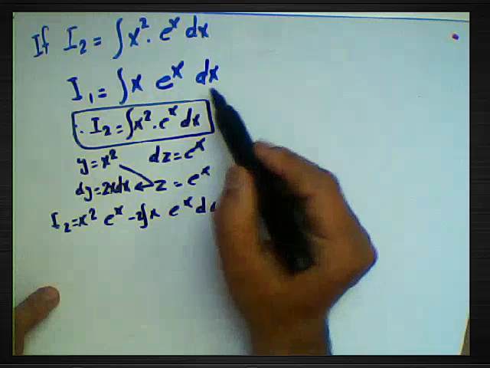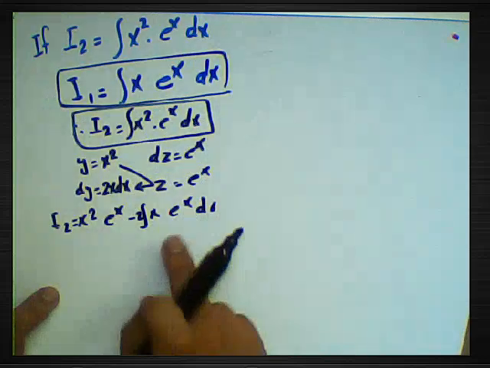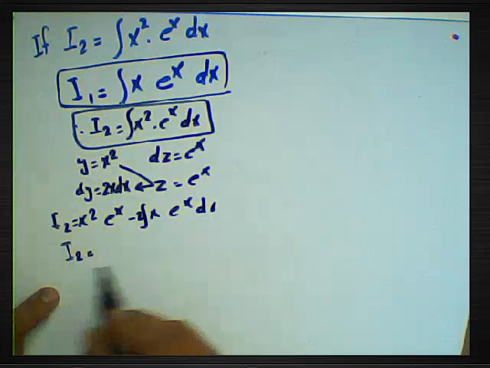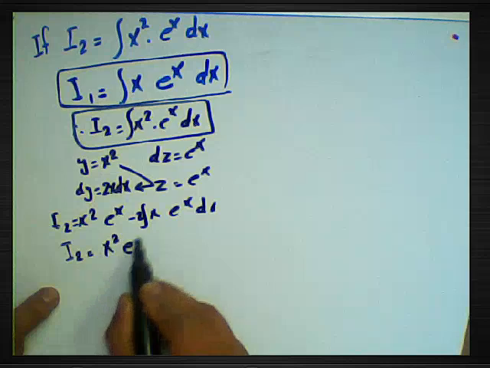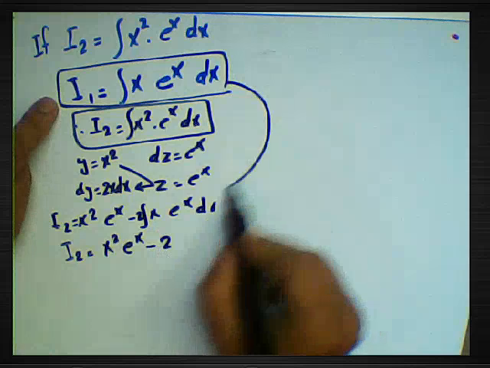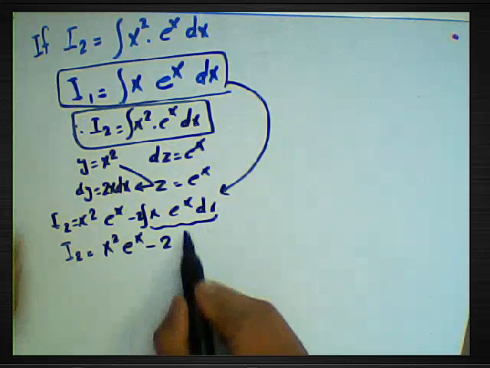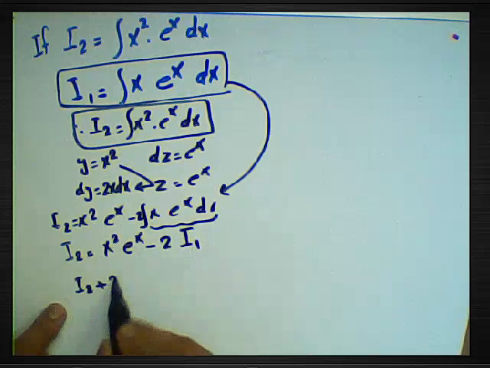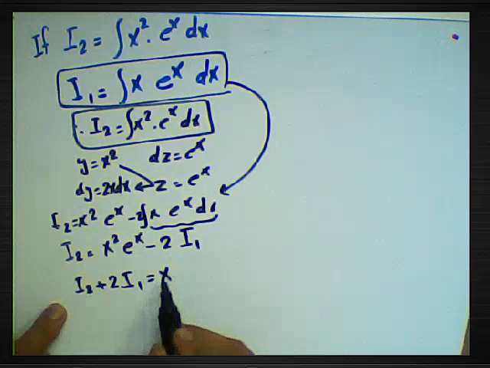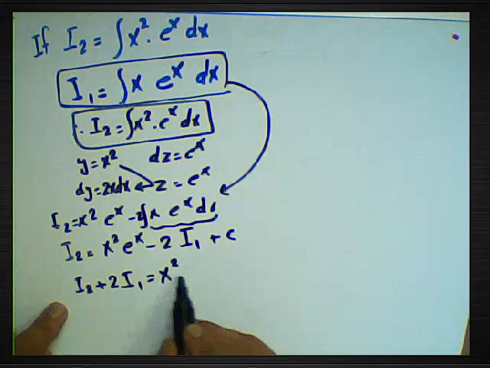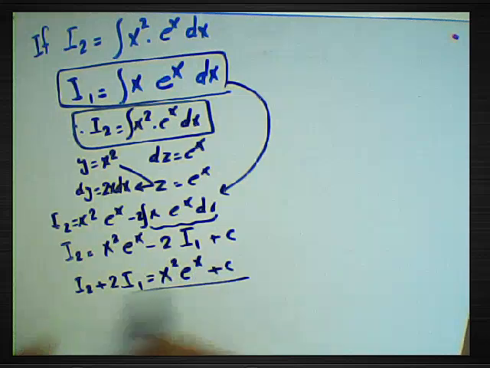And look here, this is I1, so we can cancel this relation and write I1. So I2 will be x power 2 e power x subtract 2 multiplied by I1. So I2 plus 2I1 will be x power 2 e power x plus a constant. Understood?